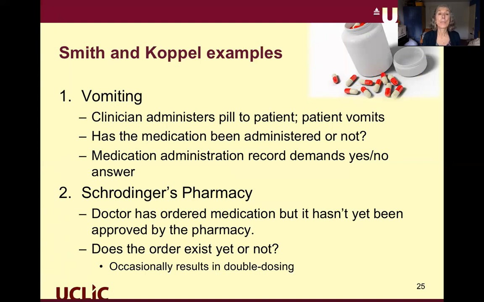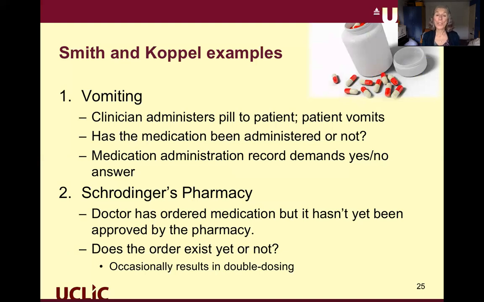And according to the system that Smith and Koppel were analysing, the medication administration record, the computer system, demands a yes or no answer. This idea that yes, it's been given, but no, it hasn't actually been absorbed by the patient, doesn't fit properly in the medication administration record. But of course it clinically matters, because the clinician then has to decide how to deal with that situation. Their second example they call Schrodinger's pharmacy, i.e. does something exist or doesn't it?